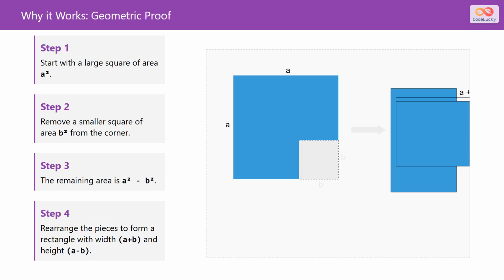Why does this pattern work? Let's look at the geometry. Imagine a large square with side length a, so its area is a squared. Now we cut out a smaller square from the corner with side length b, or area b squared. The remaining area is a squared minus b squared. If we cut and rearrange the remaining pieces, we can form a perfect rectangle. The width of this new rectangle is a plus b, and the height is a minus b. This proves that the area is equal to the product of these two binomials.